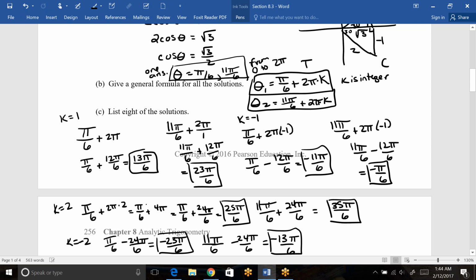So you start to see a pattern in how they work out. But this would go on forever. We could keep doing this and building solutions. So actually the general format is better if you're trying to give me multiple solutions, more than just from 0 to 2 pi.